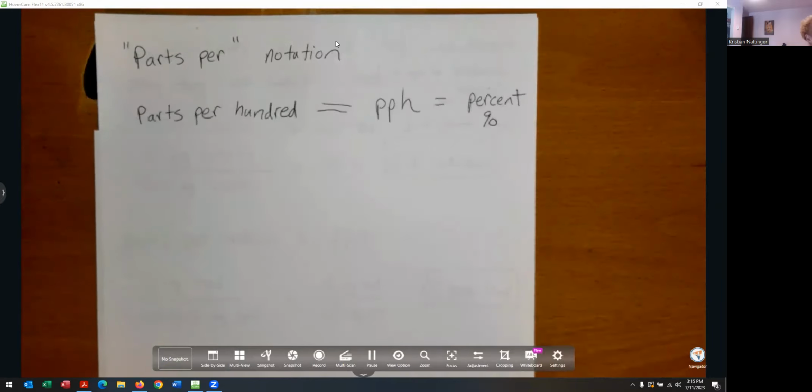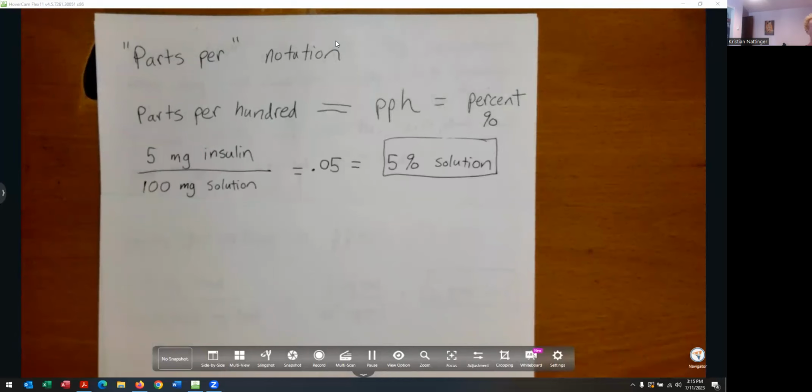So the most common form of parts per notation that you're accustomed to is parts per 100. You've never heard of that, guaranteed. Or PPH, no one ever uses that. We use, I suppose we would call it a slang term, percent. And so percent is this idea that you take a certain number of parts in 100 other parts, and that's your percent. So for example, for a medical field question, if you have 5 milligrams of insulin and you dissolve it in a total solution of 100 milligrams, then what you've got is a 5% solution.